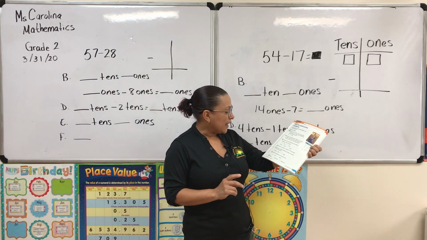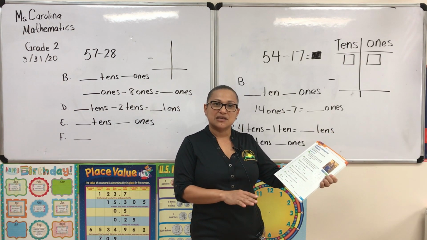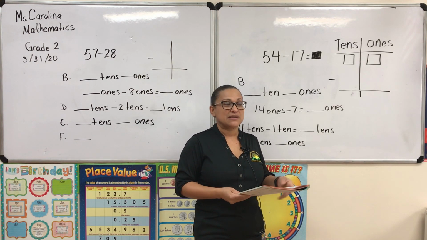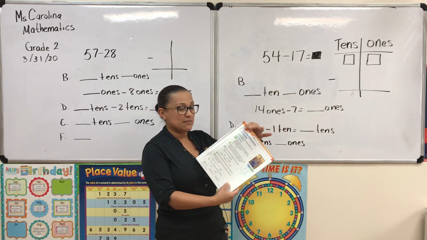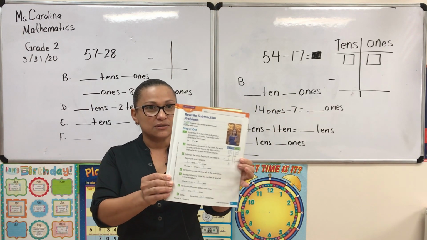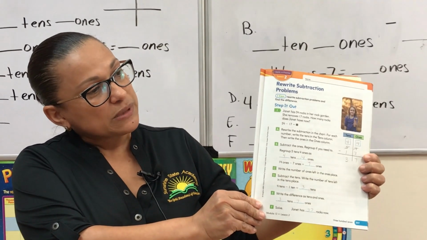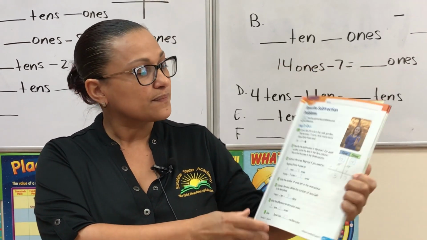So on page 307, we are going to start doing it step by step together. I'm going to read the story and then we're going to start doing step by step what they're asking us. Over here, I have some examples of the same thing that you have in your book. And you are going to be following my directions. We're going to do it together.